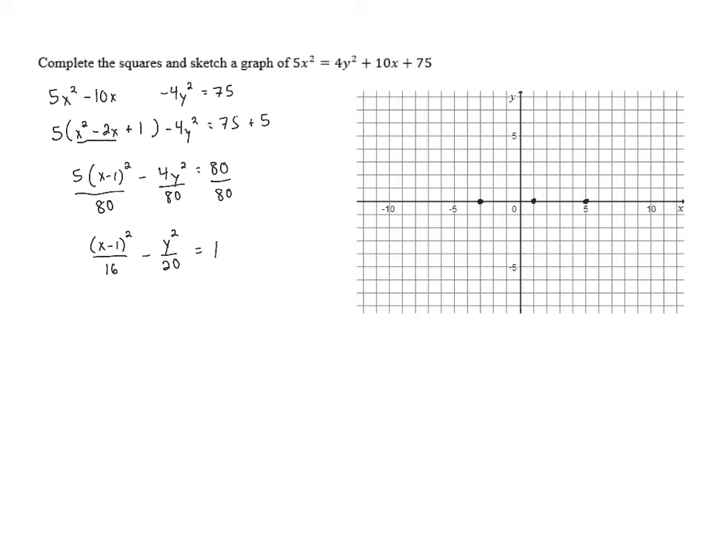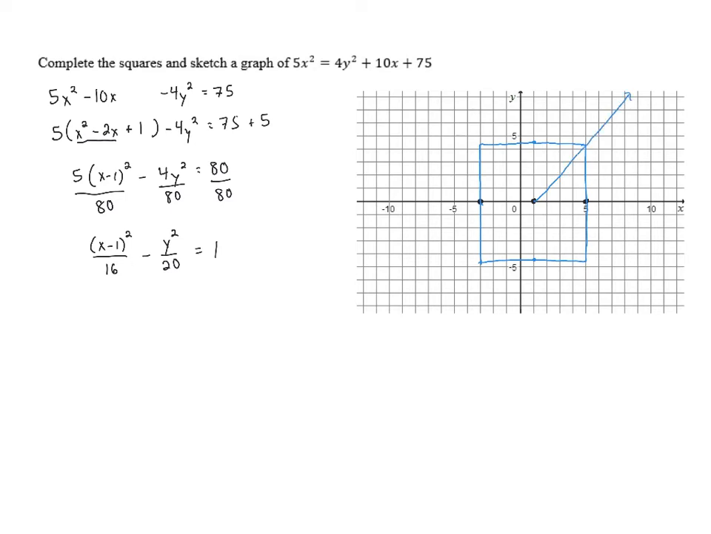So the other points we're going to use for our central box are going to be about 4.5 units above and 4.5 units below the center. So we're going to be right there and right there. Now, once we have those points, we can go in and we can draw our central box, just like this. And then once we've drawn the central box, we can go in and draw the asymptotes.